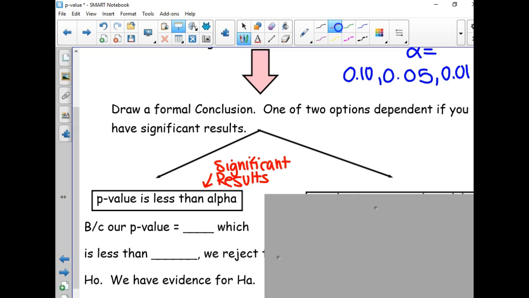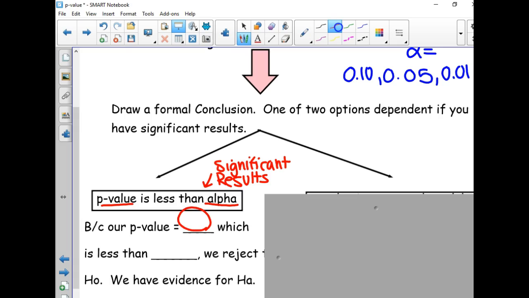So we analyze here. We need to compare our p-value to our alpha. And when we do, we need to write a formal conclusion using statistical language. The conclusion statement, which you'll be asked in your homework, you follow it just like this. Because our p-value is equal to blank, you fill in whatever that p-value is right here.